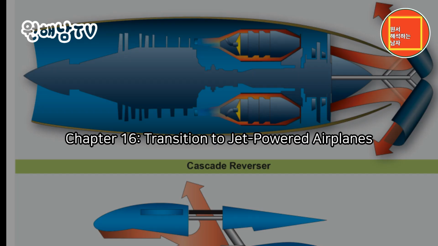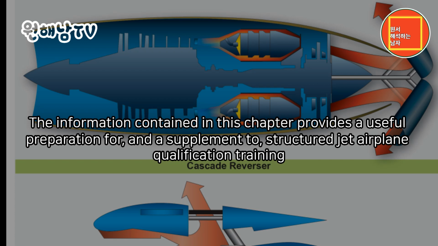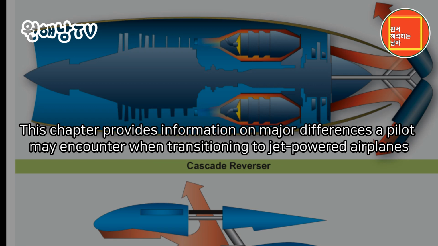Chapter 16, Transition to Jet-Powered Airplanes. Introduction. This chapter contains an overview of jet-powered airplane operations. The information contained in this chapter provides a useful preparation for, and a supplement to, structured jet airplane qualification training. This chapter provides information on major differences a pilot may encounter when transitioning to jet-powered airplanes.